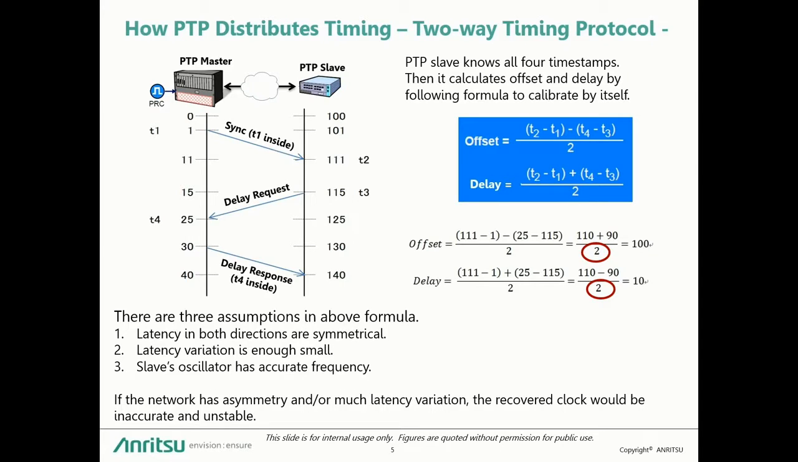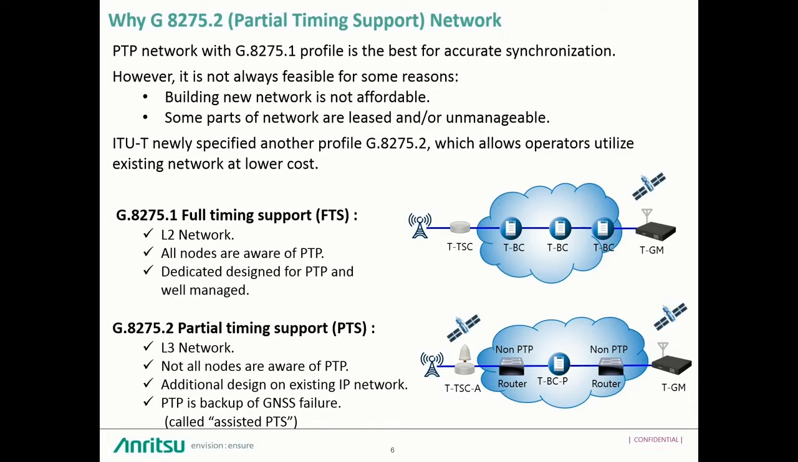So this goes back to our earlier conversation about, depending on the length of the fiber, will determine how long it takes that packet to get there, which will determine your offset of how much you have to adjust your clock in relation to PTP. This assumes that the latency in both directions are symmetrical, latency variation is small enough, and the slave oscillator has accurate frequency. So there's certain givens based on when you're performing this measurement.